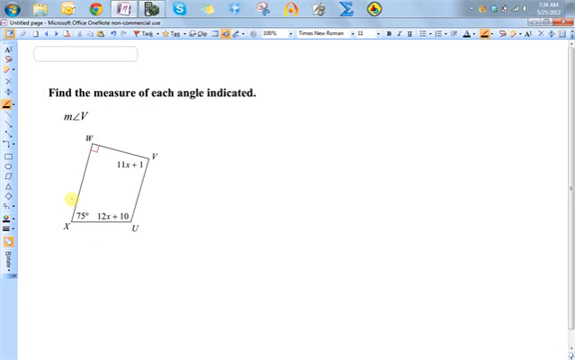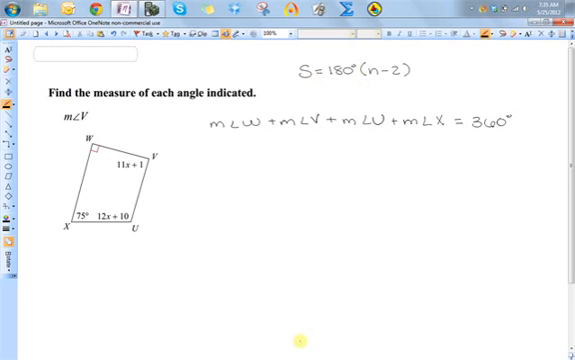Here I have a quadrilateral, and I'm trying to find the measure of this angle here. So what I'm going to need to do is use the fact that the sum of all the angles of a quadrilateral add to 360 degrees. So the measure of angle W plus the measure of angle V plus the measure of angle U plus the measure of angle X should all add up to 360 degrees. Now if you don't know that fact, you can always use the formula S is equal to 180 times n minus 2, where S is the sum and n is the number of sides. That'll tell you the sum of all the angles for any type of polygon.